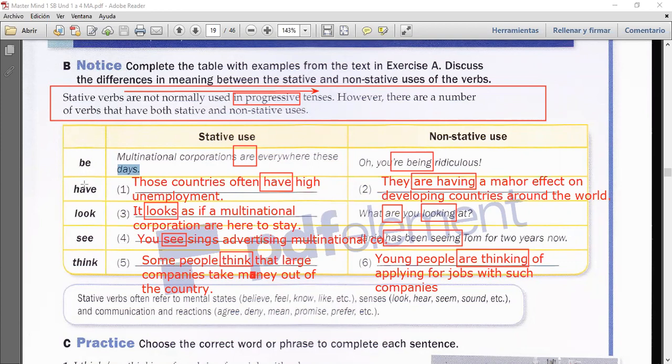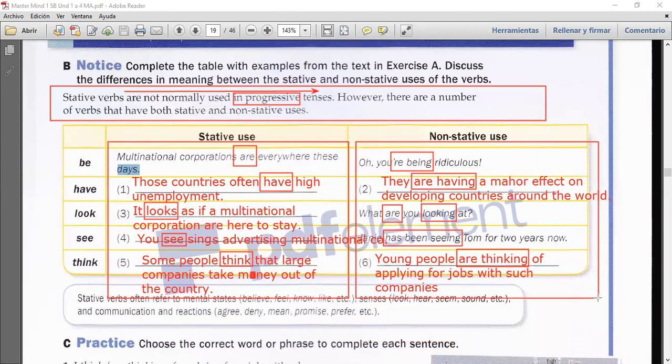So those are examples of how to use a stative verb in a context. These verbs in this context don't show an action. And the same verbs in this context show action. Okay. That is.